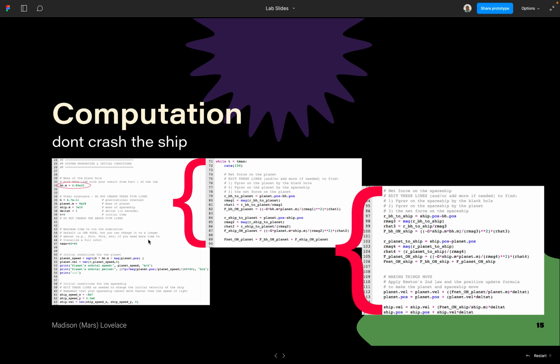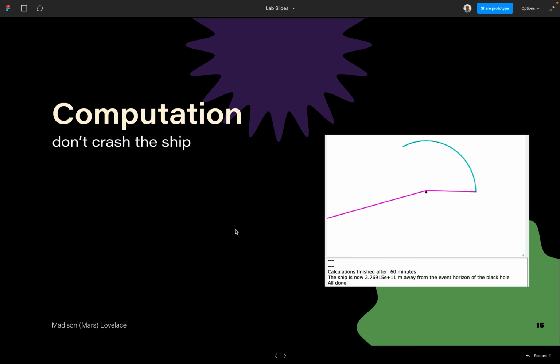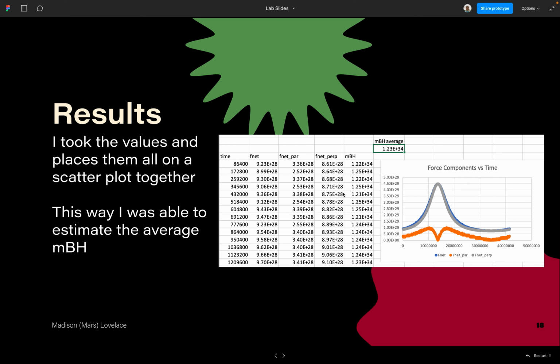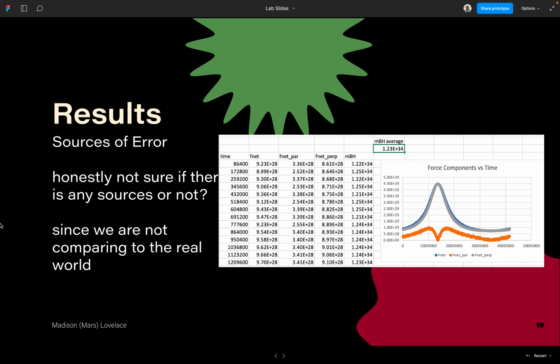And then not crashing the ship. So I estimated the mass and then changed that code there. And then my calculation finished after 60 minutes, and it's now this far away from the black hole. Some of my results: I put in all of the F-net, perpendicular, and parallel parameters, and then all of the estimated M_BHs, and then plotted all of those, and then calculated that average that I used in the second part of the lab code.